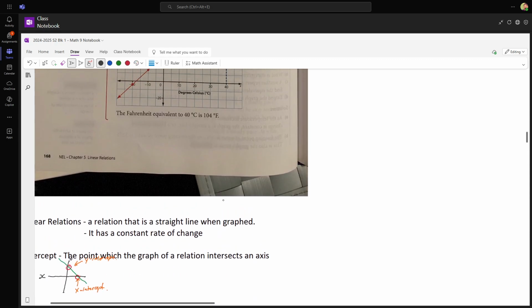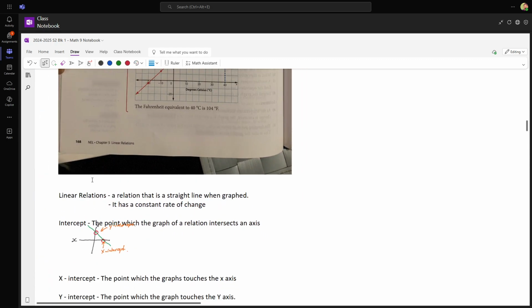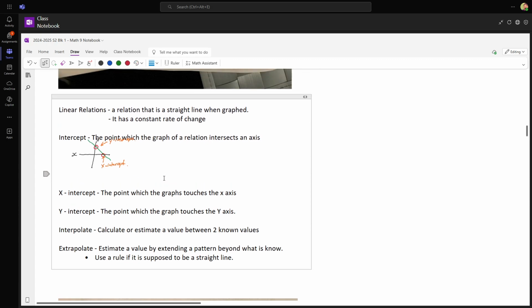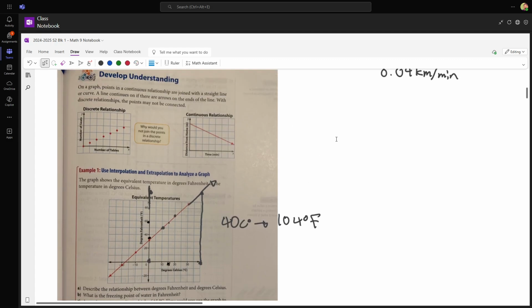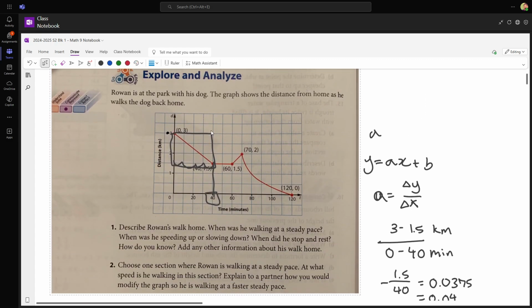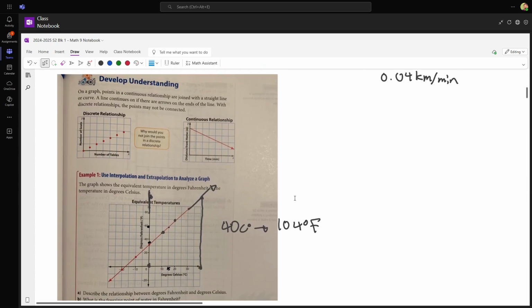Extrapolation, we covered that already. And now we're going to be talking about some definitions. Now, a linear relation is a relation that is straight when graphed. So nothing like what we saw earlier up here. This is not a straight line. This is curved.